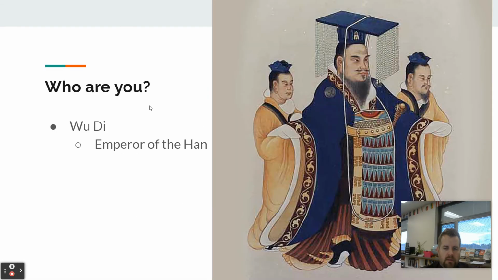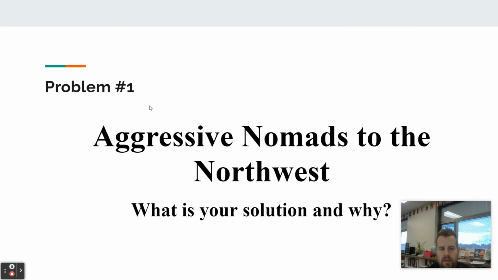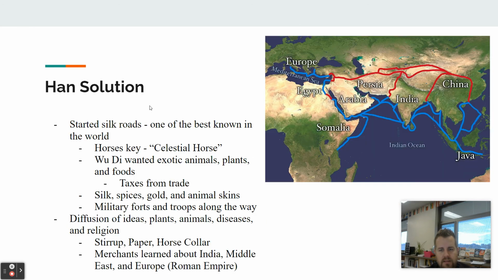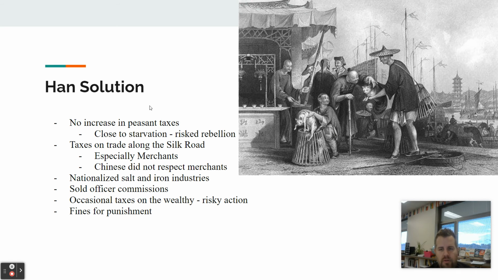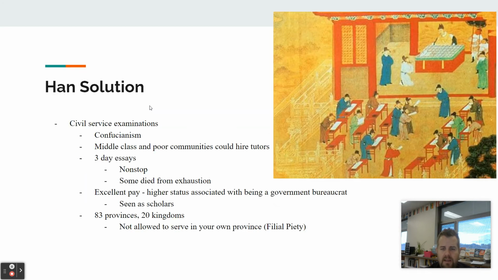We had our problem-solving activity with Wu Di, the emperor of the Han Dynasty. It talked about the aggressive nomads from the northeast, foreign trade, the setting up of this most international highway called the Silk Road, increasing government control, trying to balance this idea of taxing the peasants but not taxing them too much. That turned out to be a difficult task. Organization within the government: civil service examinations took place within all of the government.